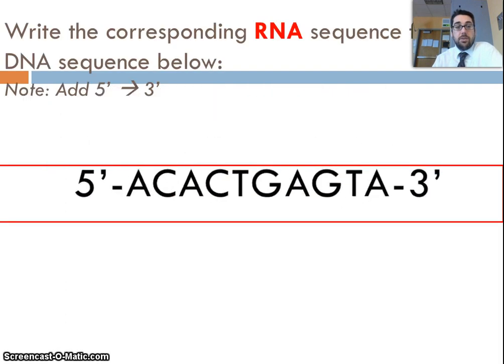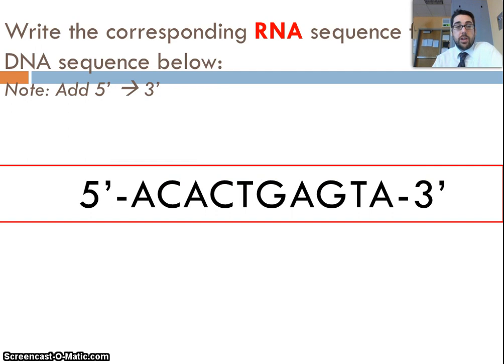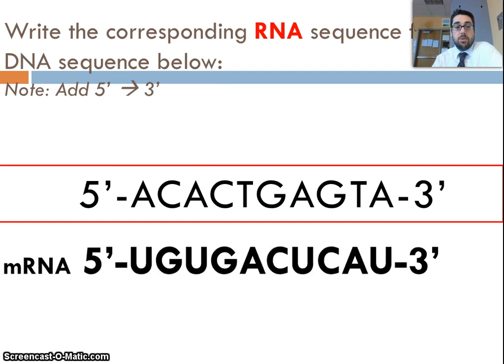So here we go. This is our DNA strand, and we want to go and make this into RNA. So we know we're going 5' to 3', and we have now A is going to bind to U. So instead of T, it's a U. So we have U, C to G, so U, G, U, G, A, C, U, C, A, U. And we're done. That's transcription. That's it. If you can do that, if you can replace all the U's and the T's, you're all set.